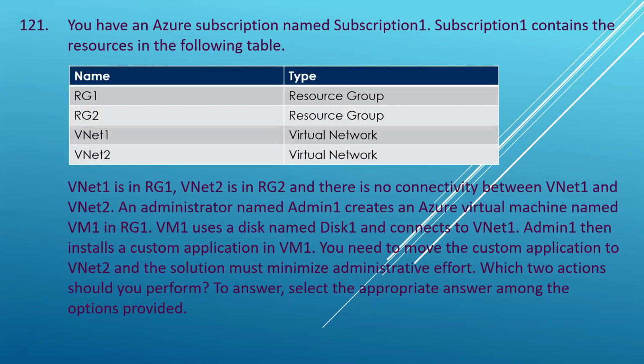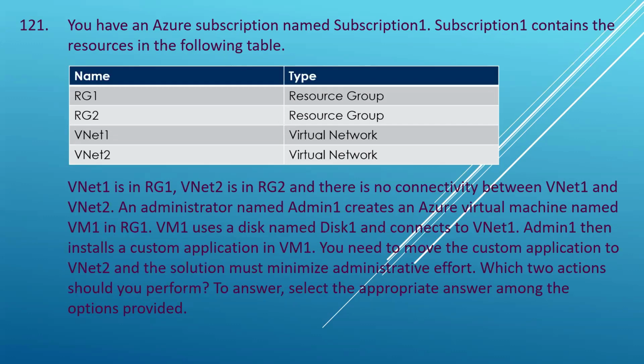You have an Azure subscription named Subscription 1. Subscription 1 contains the resources in the following table. The resources with the names RG1 and RG2 are resource group type, and then you have two resources named VNet1 and VNet2, which are virtual network type. VNet1 is in RG1, VNet2 is in RG2, and there is no connectivity between VNet1 and VNet2.